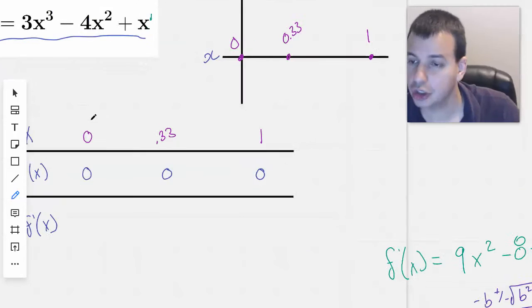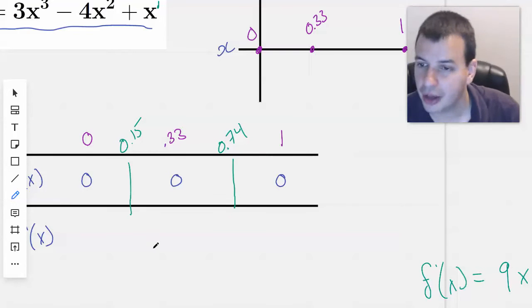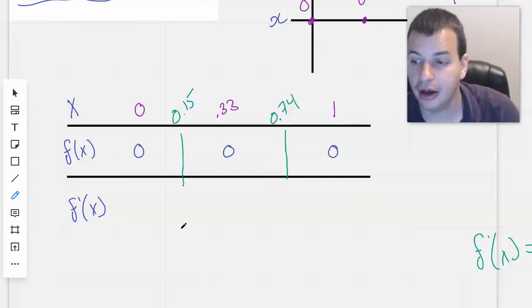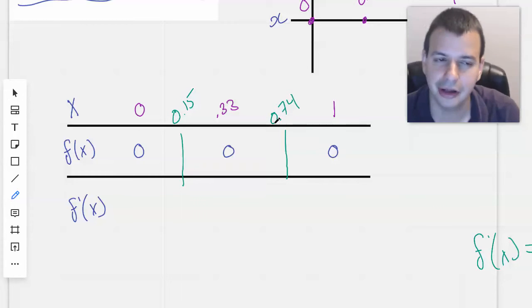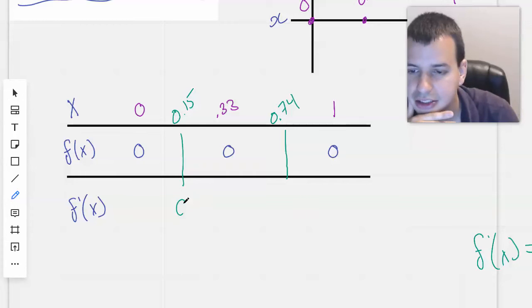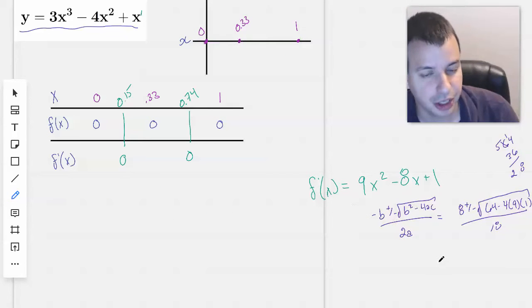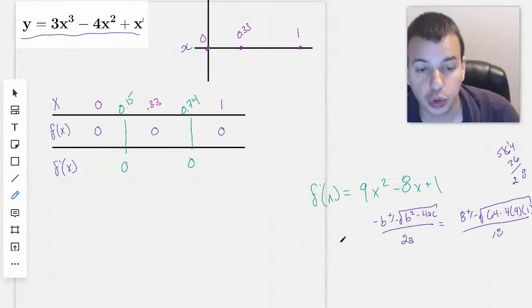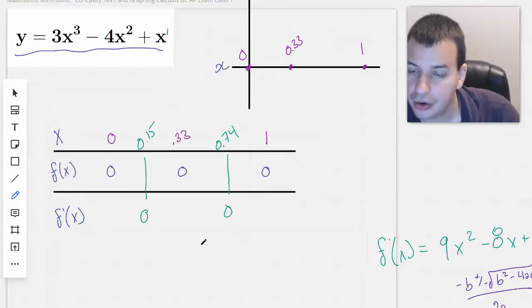Green it is. Okay. So we have 0.15, 0.74 comes down, and we know that f prime of 0.15 and f prime of 0.74, give or take a bit, is 0. Because that's what we solved for here. That was the idea of the quadratic equation. We found the roots of the derivative here.